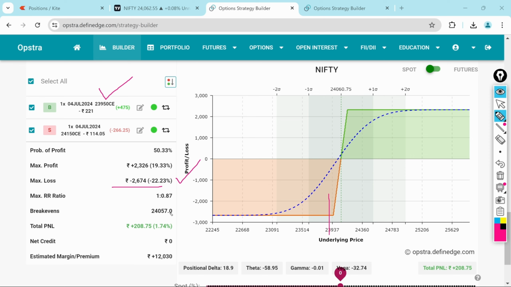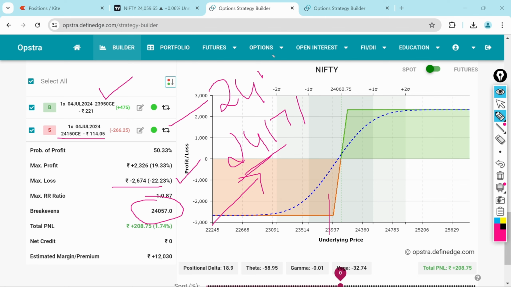And the market has to move only around 20 points. Here you can see the break even, it is 24,057. What it was previously when I bought a call, it was 24,171. That means the market has to move up significantly to make a profit when you buy a naked call. Whereas in case of the debit spread, the market doesn't have to move up much. Okay, if it moves around 20-30 points also, you won't get any loss. Let's say the sold leg is 24,150. If the market expires around 24,150 on July 4th, okay, you will get this maximum profit. So these are the advantages of creating a debit spread.